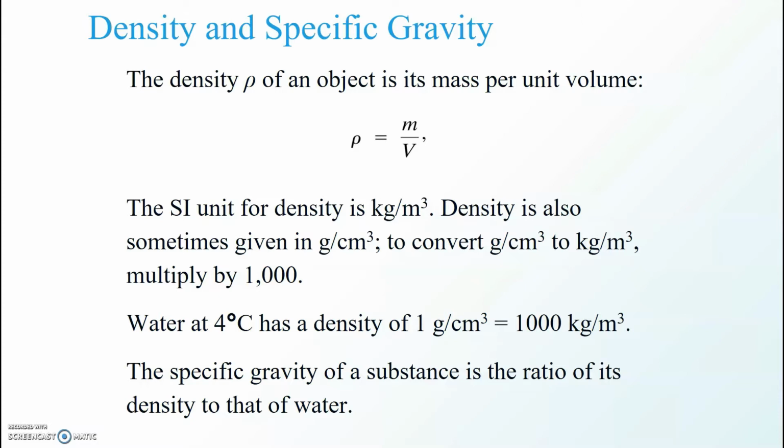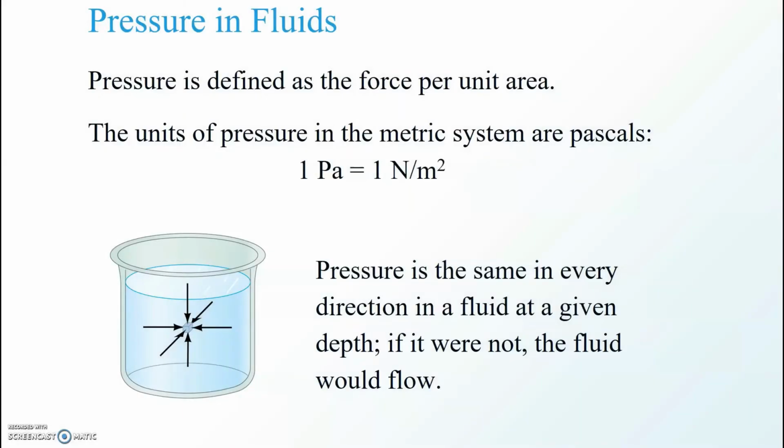Now, specific gravity of a substance is a ratio to the density of water, and since the density of water is 1 in grams per cubic centimeter, if you use grams per cubic centimeter, the specific gravity is the same number. But if you change it into, let's say, kilograms per meter cubed, then the specific gravity will be a different number than its density, because it's a ratio between water and the density of that object.